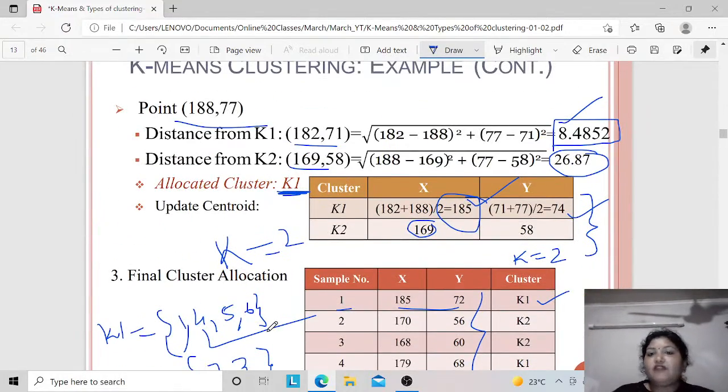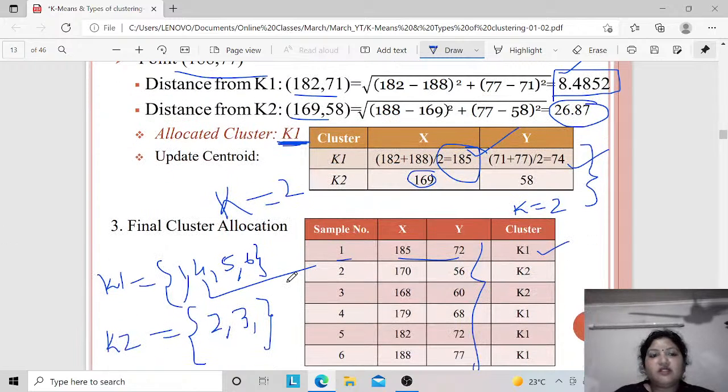Right, hope you have understood how to use the k-means algorithm and how to segregate the data points between clusters, right?